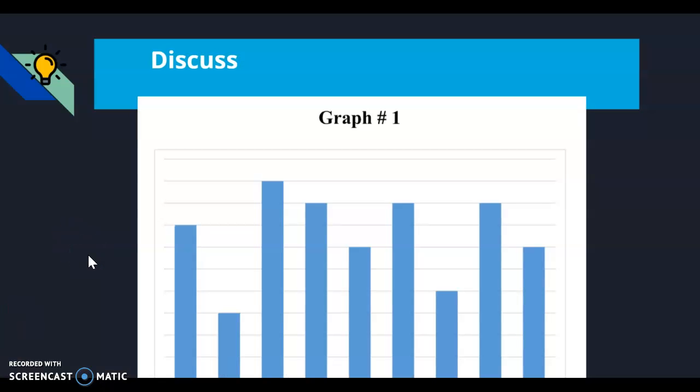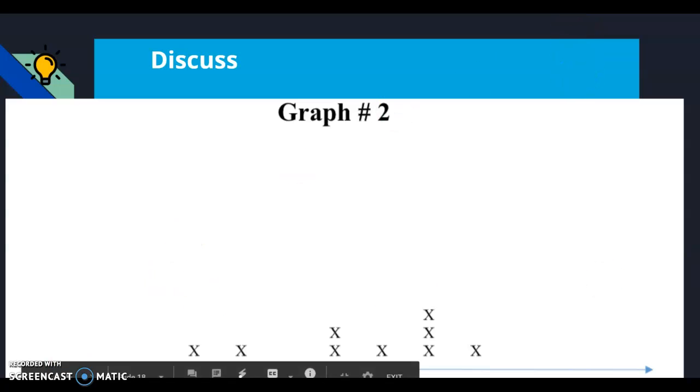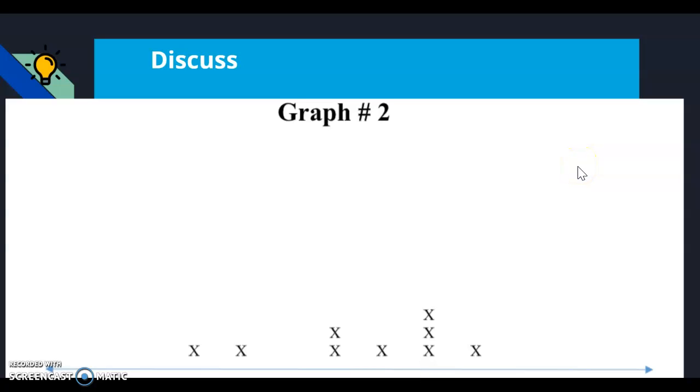Okay, so moving on to this second graph. This is graph number 2. We're going to do the same thing. I want you to take a really good look at it and think about what you notice about it and what you wonder about it. If you're watching the recorded video, you are going to pause it and discuss what you notice about it and what you wonder about it.